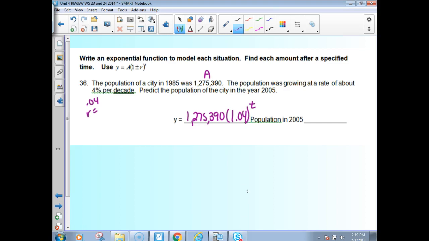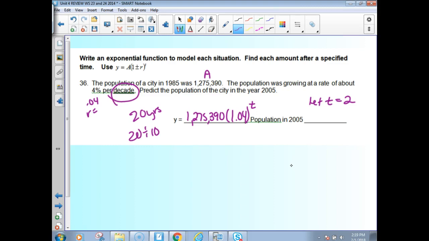The population in 2005, now you're going to let t equal how many? Oh, it says, by the way, check that out, it increases by 4% per decade. How many years have passed from 1985 to 2005? Okay, so 20 years, you're not going to put in t as 20. 10 years is a decade, so this would be 20 divided by 10. So we're going to let t equal 2.